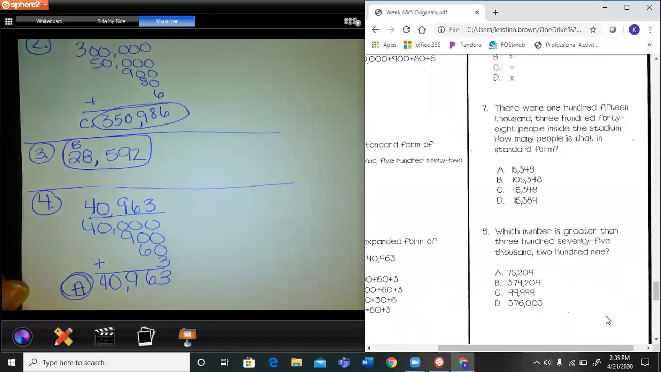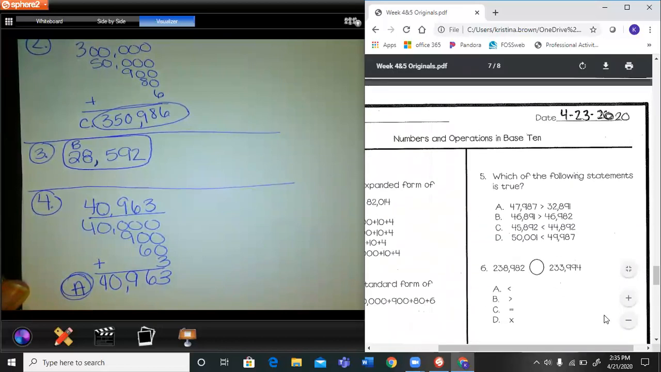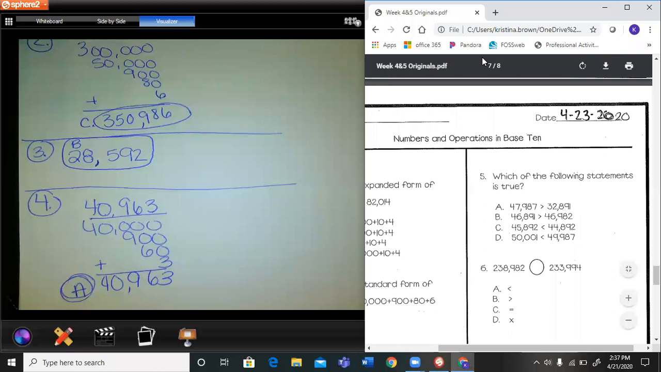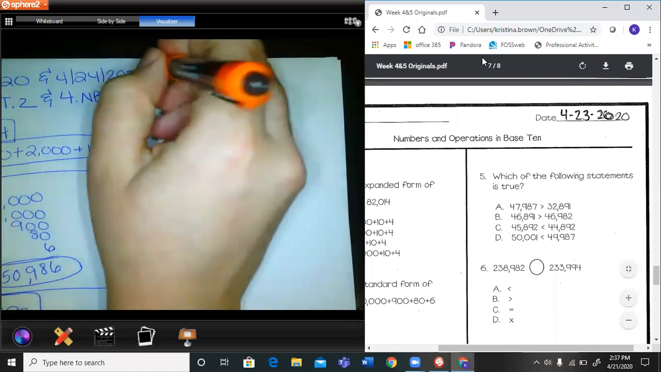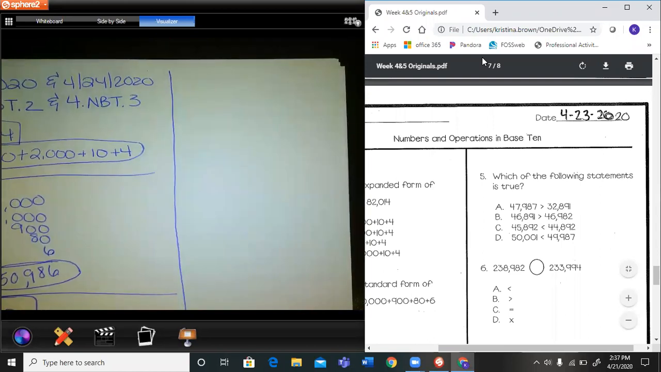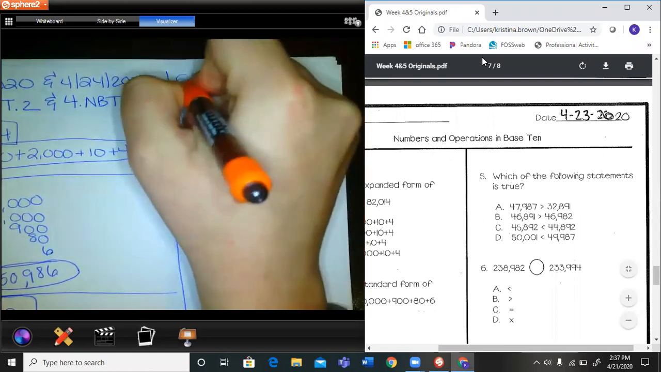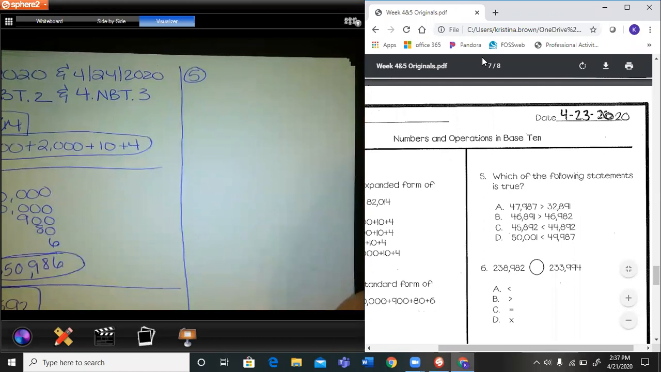All right, we're going to slide on over to number 5. All right, so I'm going to move my paper over so we can continue working. Number 5. Which of the following statements is true? So we need to look at each one of these and see if it's accurate.